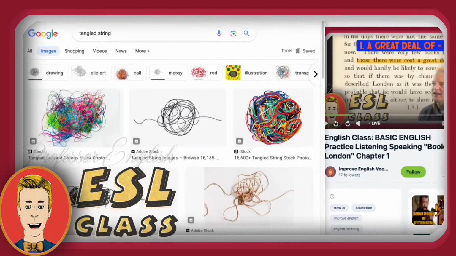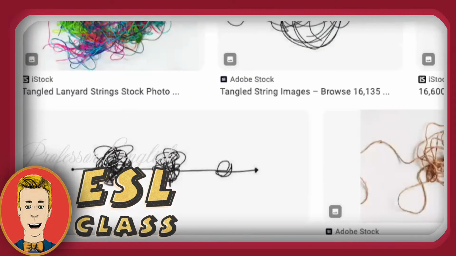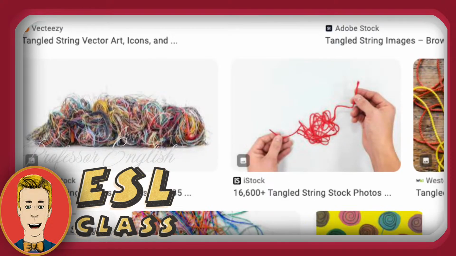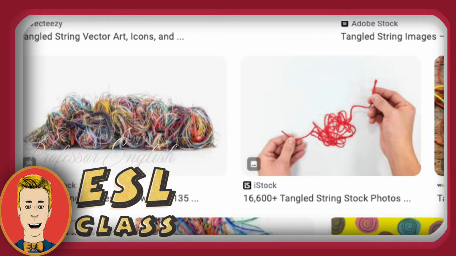So this is tangled. It's when you have a lot of things together like this. So disentangled means taking it apart. Like here you could say that this guy is disentangling the string. He's taking it apart, trying to organize it in a better way. So on the left you have tangled, and then on the right you have disentangled.